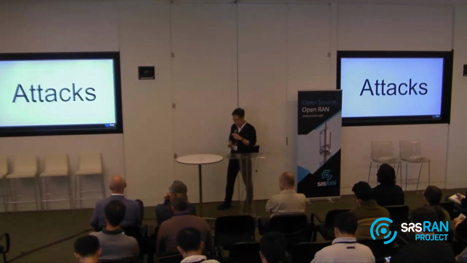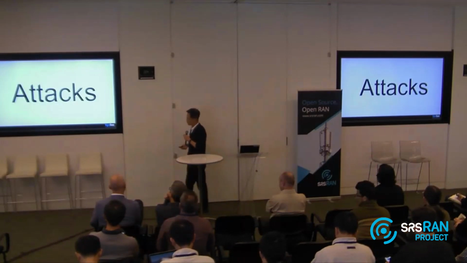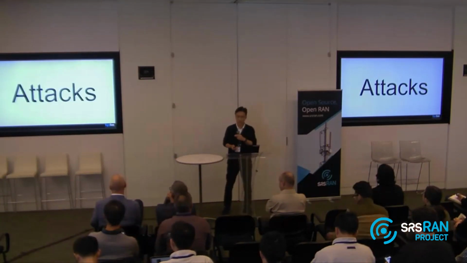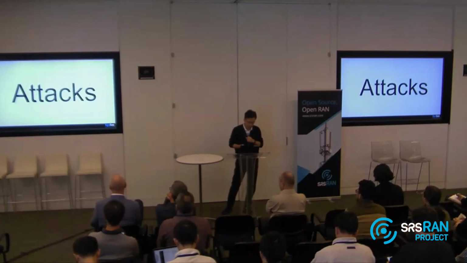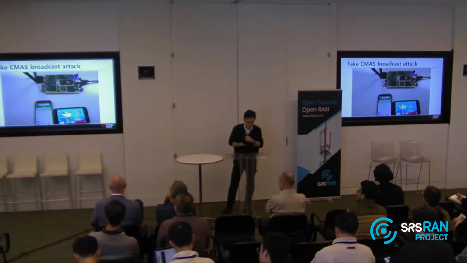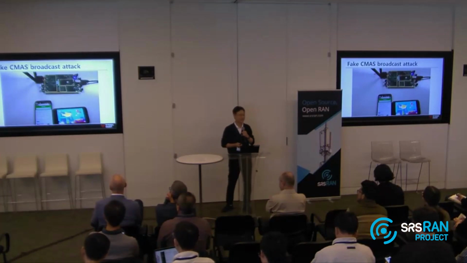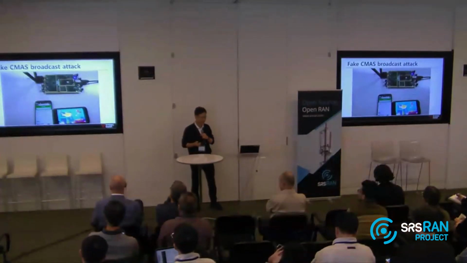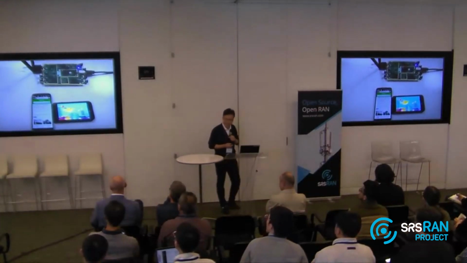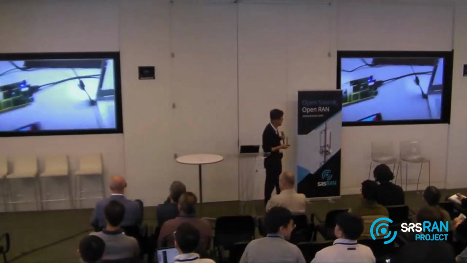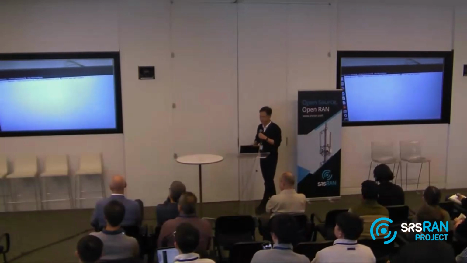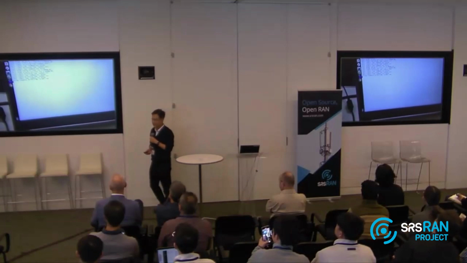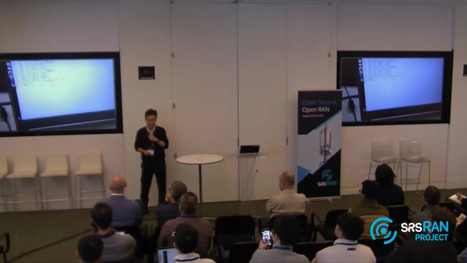So testing was one of the purposes of using SRS, and the other was using SRS to show that the attack works. And of course, the first attack we implemented was actually fake CMAS, right? Meaning that the device is connected to the commercial network, and we run the fake base station.